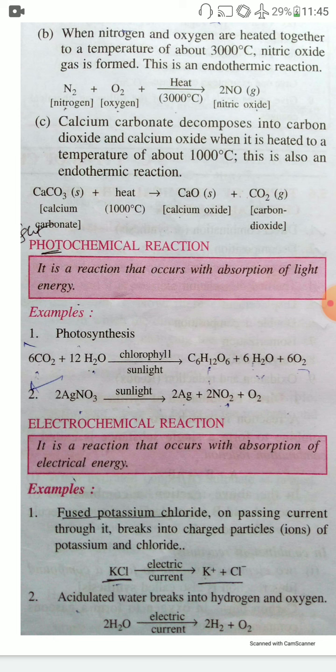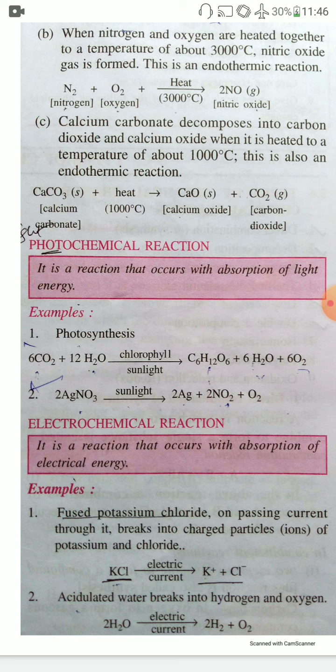Similarly, if you keep silver nitrate in open sunlight, you will see that silver nitrate breaks down and you will get silver, nitrogen dioxide and oxygen. So the reaction is AgNO3, in sunlight, gives 2Ag, silver metal, plus 2NO2, nitrogen dioxide, plus O2, oxygen gas. So these two reactions are photochemical reactions.